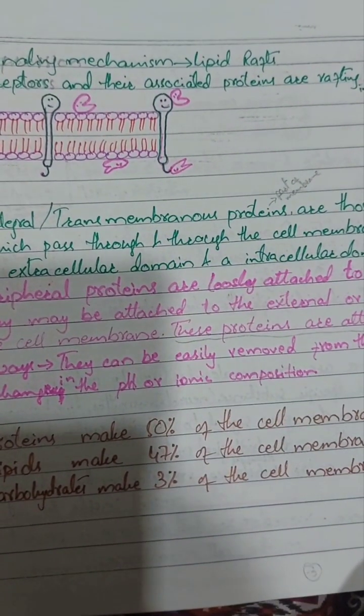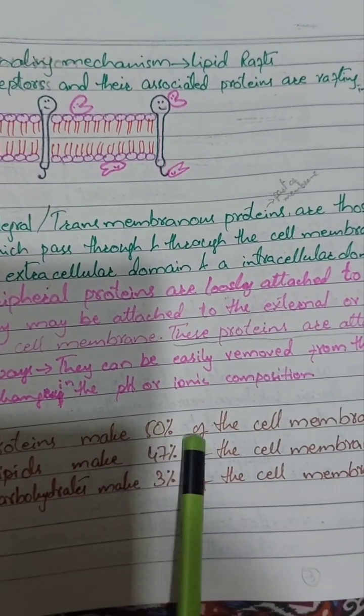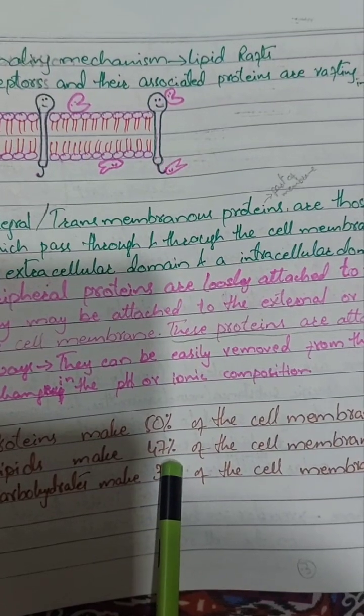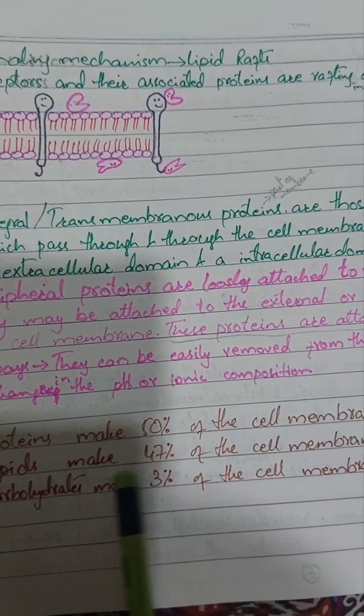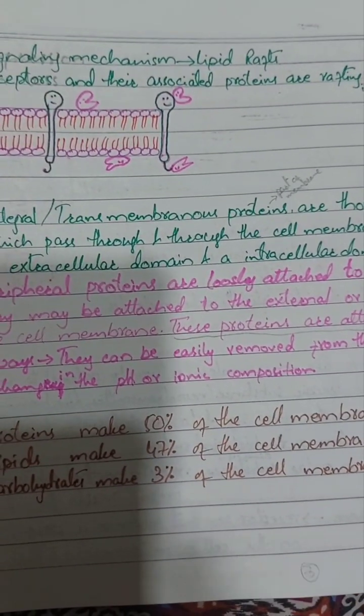These proteins are attached in non-covalent ways so that they can be easily removed from the membrane by a slight change in pH or ionic composition. So the proteins make up to 50% of the cell membrane, and the lipids make 47% of the cell membrane, which is mainly phospholipids with cholesterol and other lipids. Carbohydrates make 3% of the cell membrane.